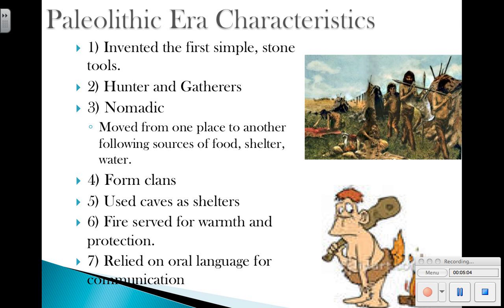And finally, they relied on oral language for communication. We don't have written records from this time period, which is why the archaeological records are so important. But remember, they did use cave art. And hopefully, if you went back to the last slide, you could see there's evidence of hunting, gathering, clans in that picture.